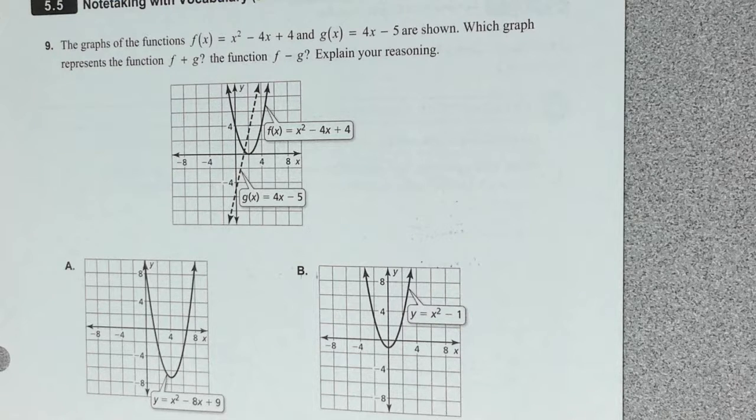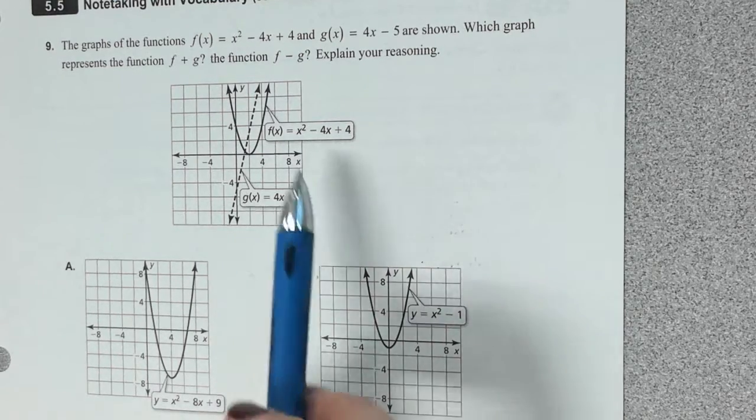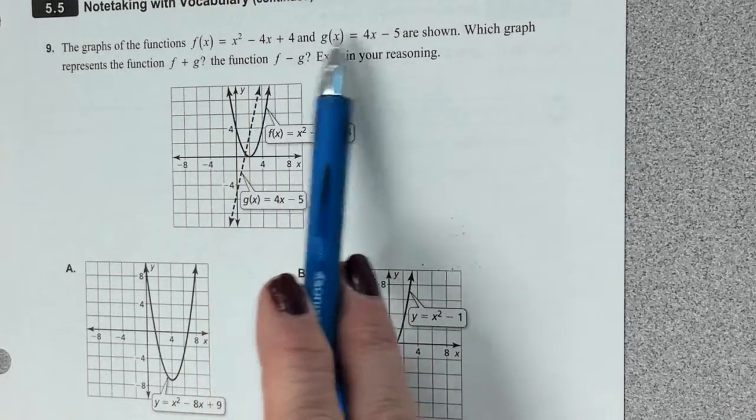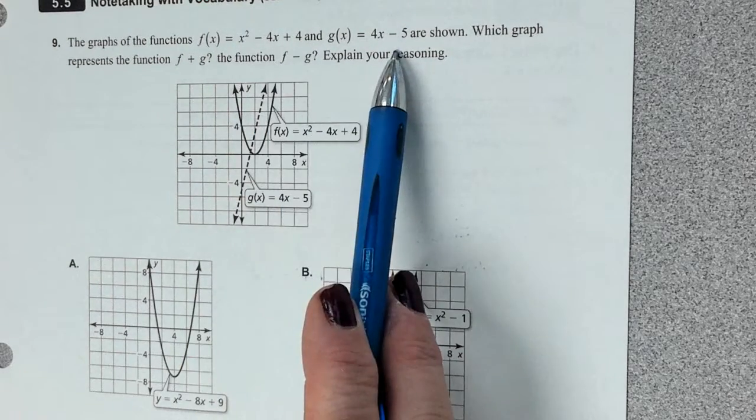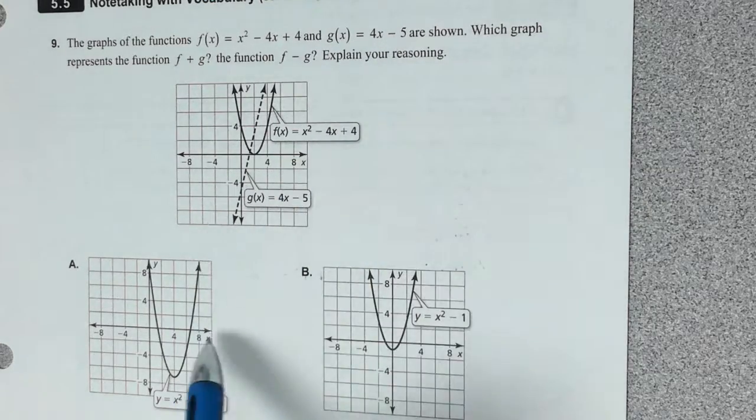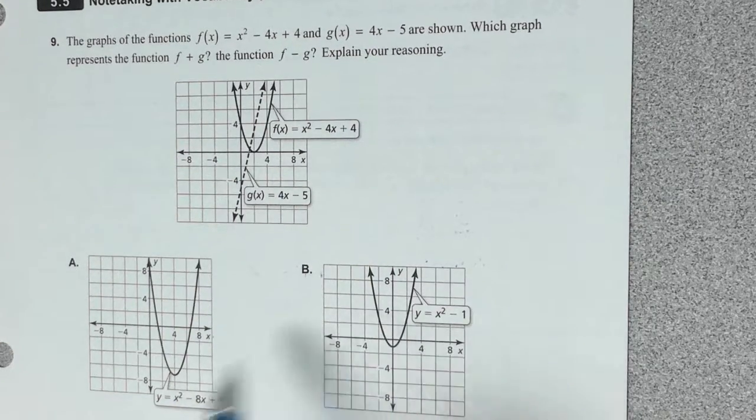Okay, so it says the graphs of the function f of x equals x squared minus 4x plus 4 and g of x equals 4x minus 5 are shown. Which graph represents the function f plus g? Then what about the function f minus g? Well, if we wanted to find those functions, what could we just do with these two things? Just add them, right? Just add the two functions and figure out which one of those is correct.